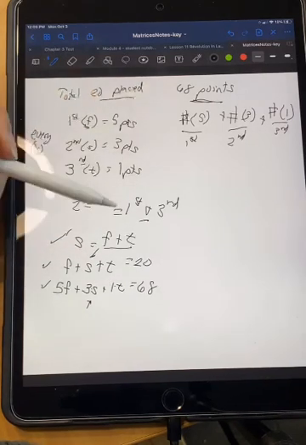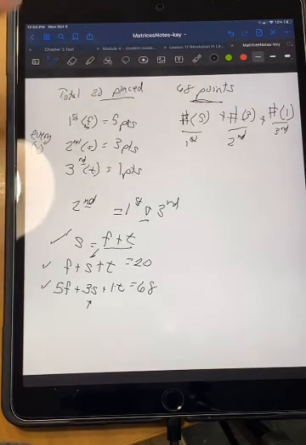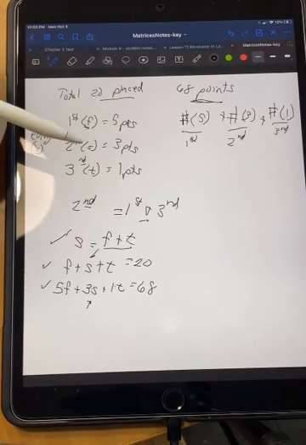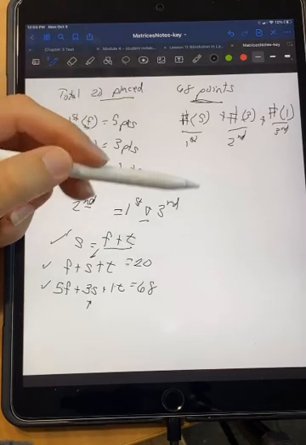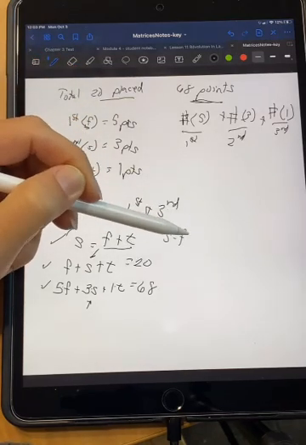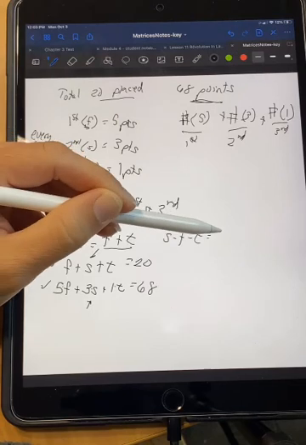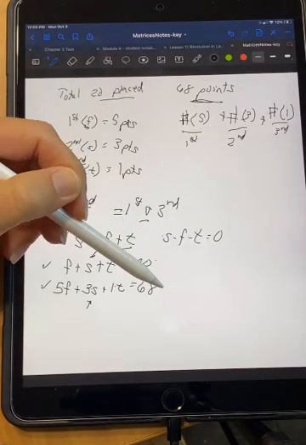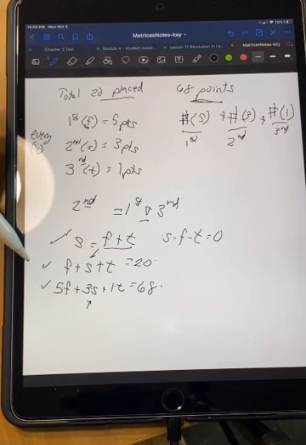The other option is elimination. For elimination, you need all your variables on one side and all your answers, your numbers, on the other side. So you would need to move this over and have S minus F minus T is equal to 0. And then you would have equations 1, 2, and 3 that you could use for your substitution or elimination.